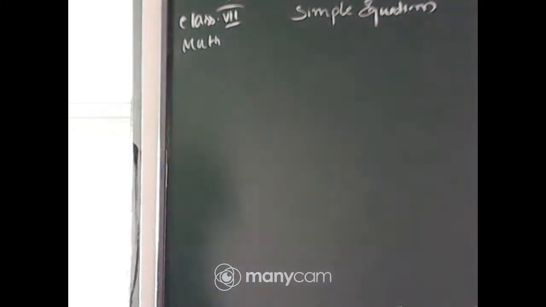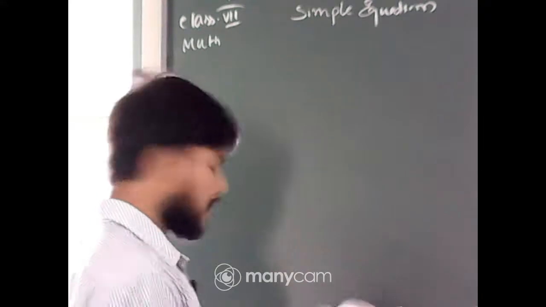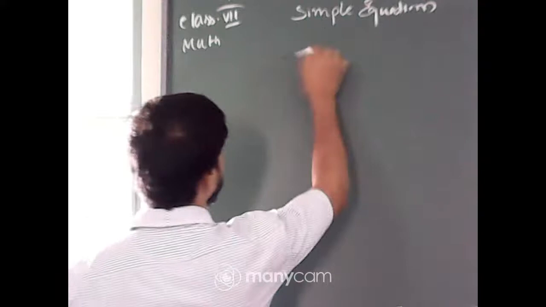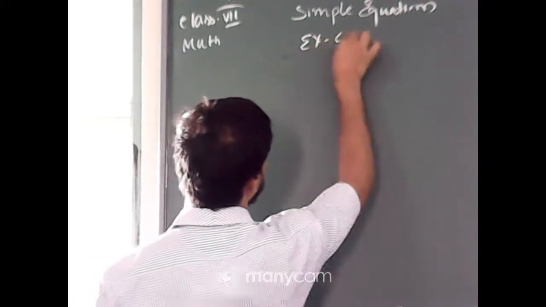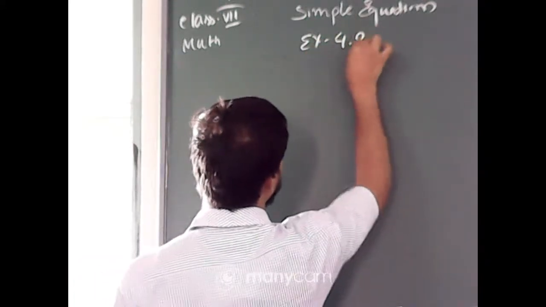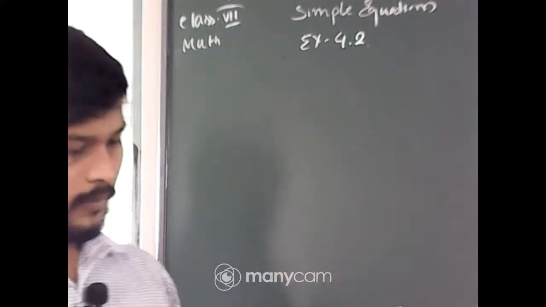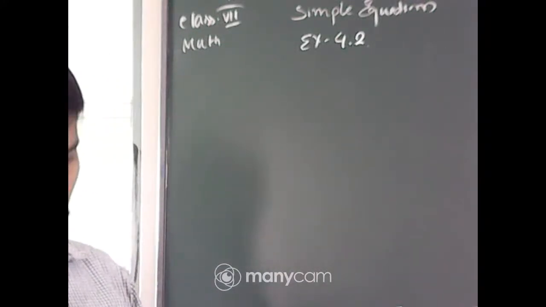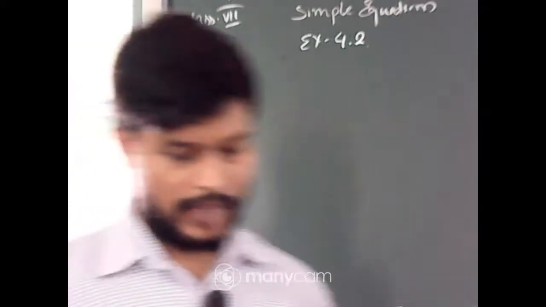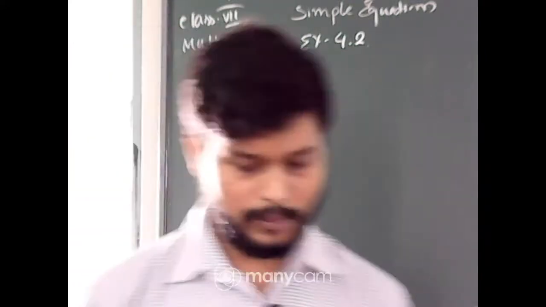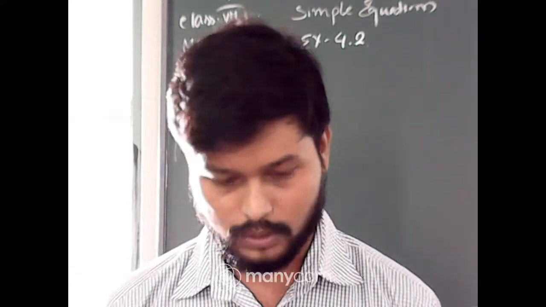Okay, so let's start exercise number 4.2. So the first question is: give the first step you will use to separate the variable and then solve the equation. Now look, what do you mean by solution of equation? Solution means to find out the value of the variable.